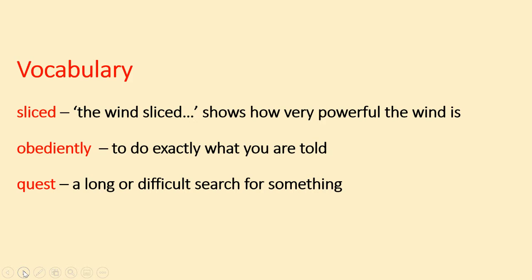Here is our vocabulary for this lesson. My turn, sliced, your turn. So sliced, we're going to hear it in this chapter as the wind sliced. It shows that the wind is very, very powerful. It sliced through the air. It was very powerful, very strong.